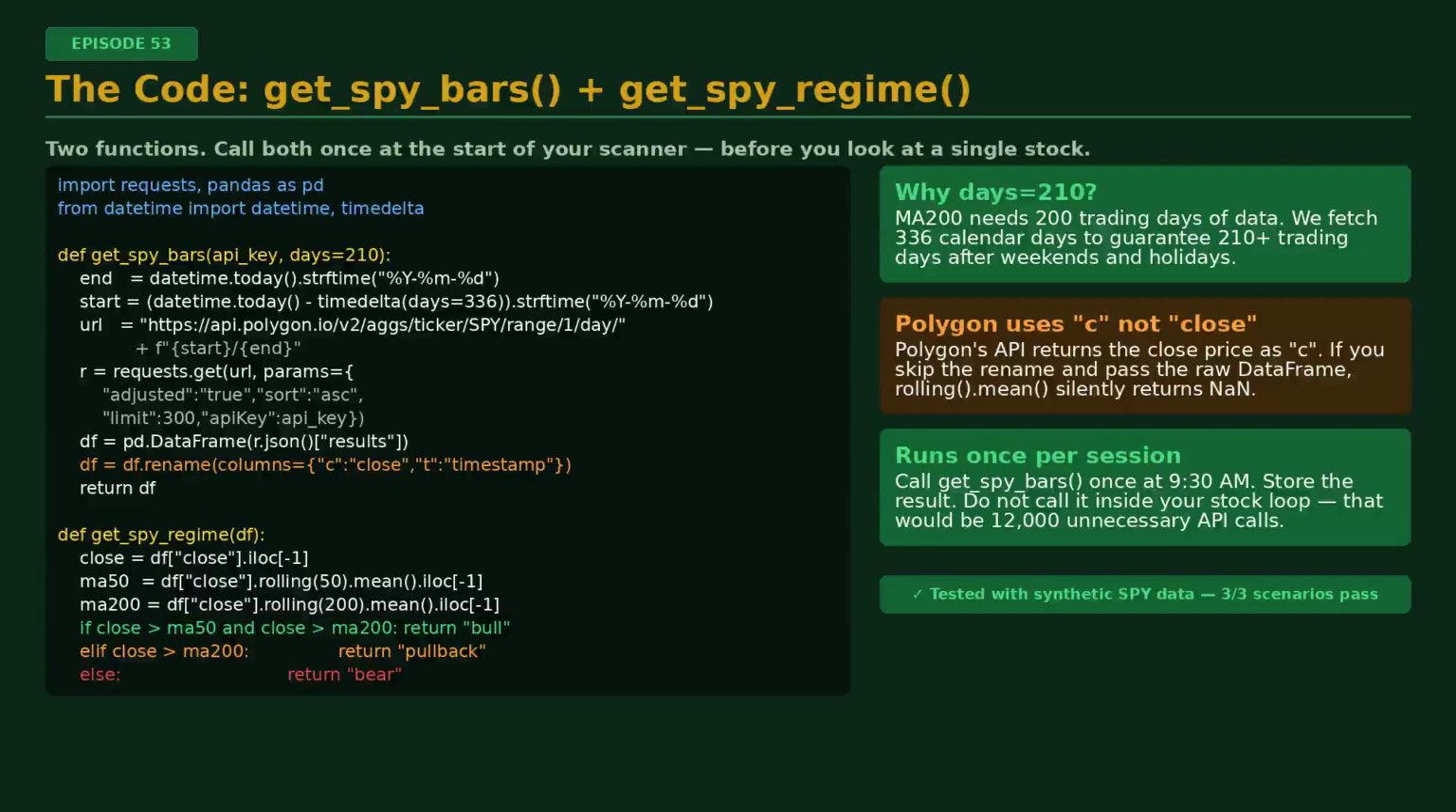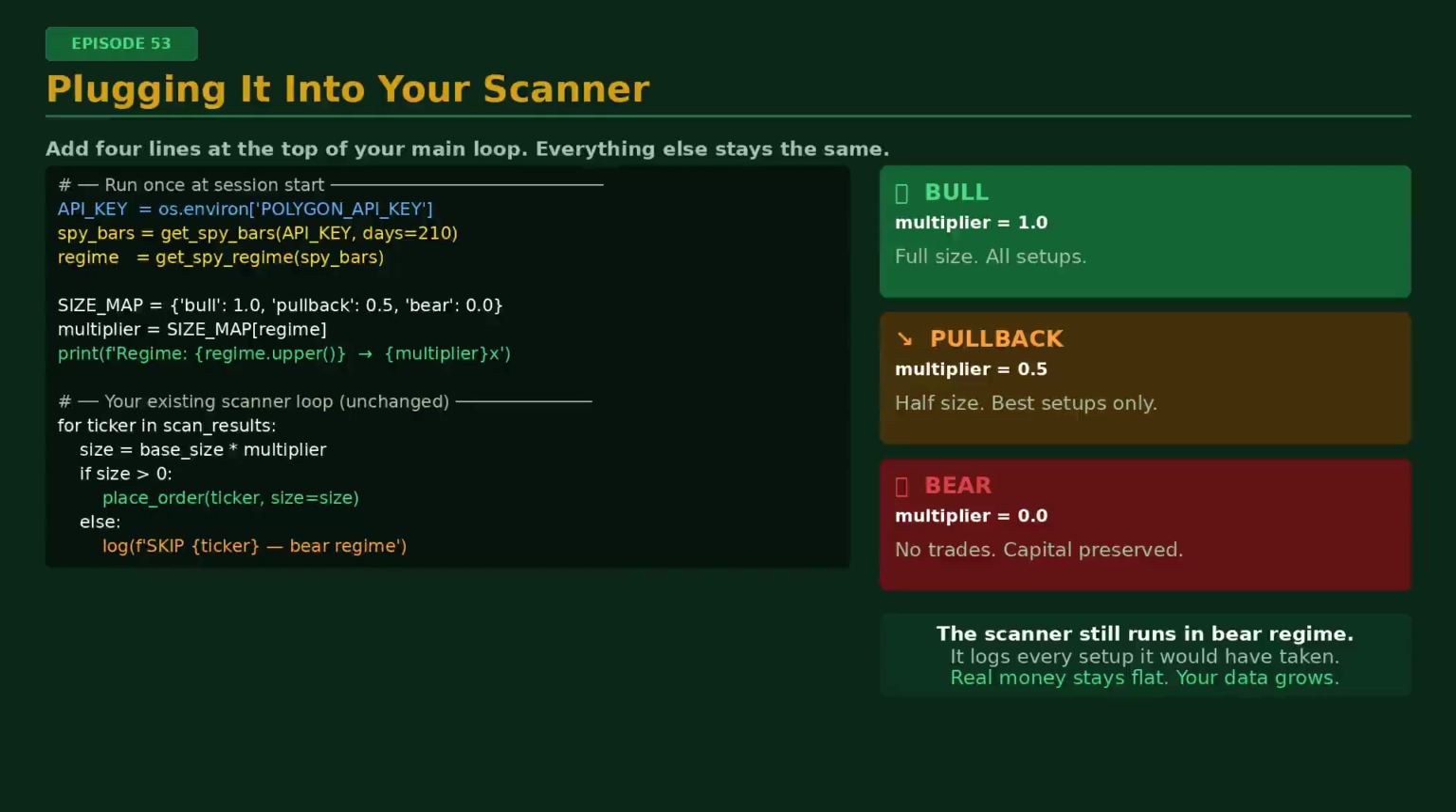These two functions together have been tested against synthetic data covering all three scenarios, and they produce the correct regime classification every time. Here's how it plugs into your scanner. At the very top of your main loop, before you scan a single stock, you call get SPY bars with your Polygon API key and days equals 210. Then you call get SPY regime and get back one of three strings, bull, pullback, or bear.